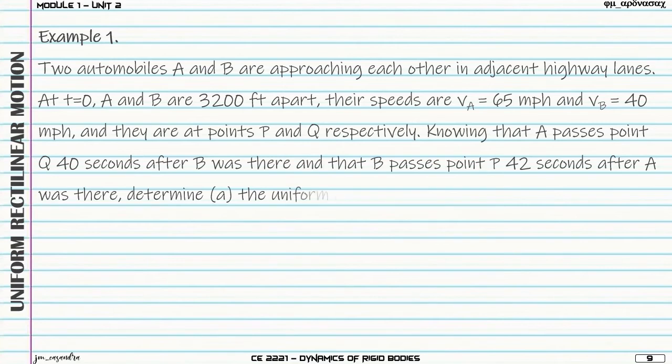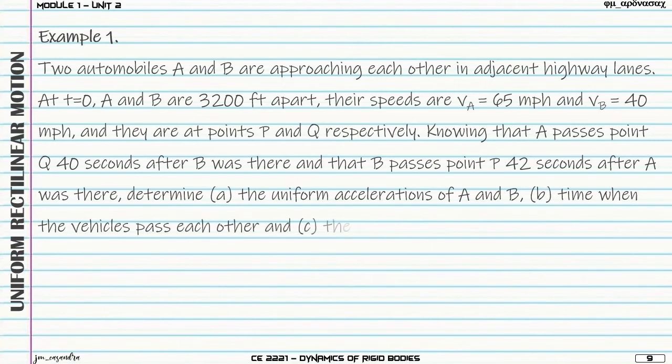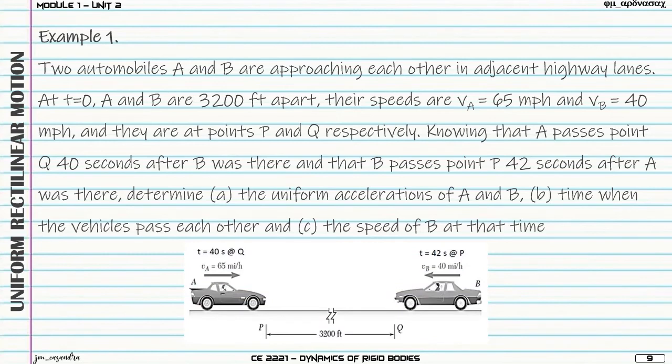Knowing that A passes point Q 40 seconds after B was there, and that B passes point P 42 seconds after A was there, determine now the uniform accelerations of A and B, and the time when the vehicles pass each other, and lastly, the speed of B at that time.